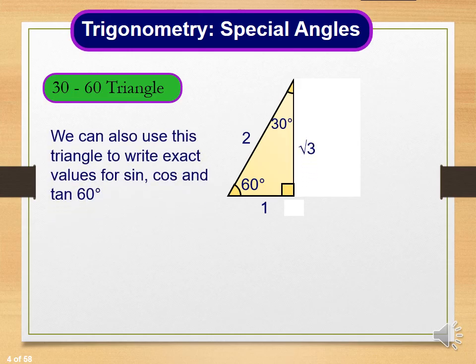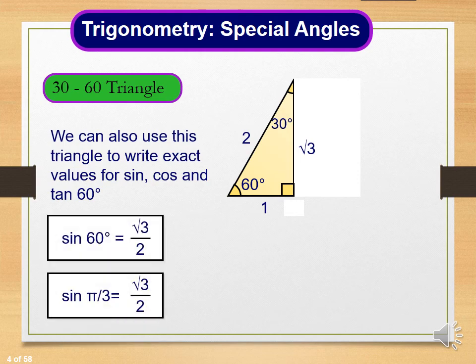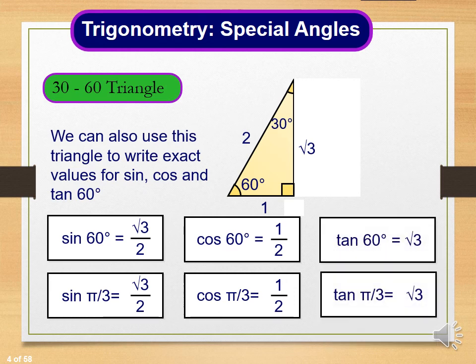Now, we can use the 30-60 triangle to find the exact value, applying our Pythagoras theorem. Sine 60 is opposite over the hypotenuse, giving us √3 over 2, while cos 60 is adjacent, which is 1, over the hypotenuse 2, that's 1 over 2, and tan 60 is √3 over 1, which is √3.